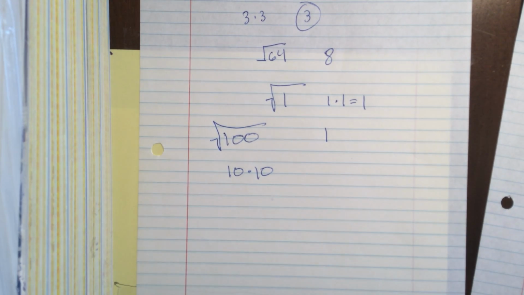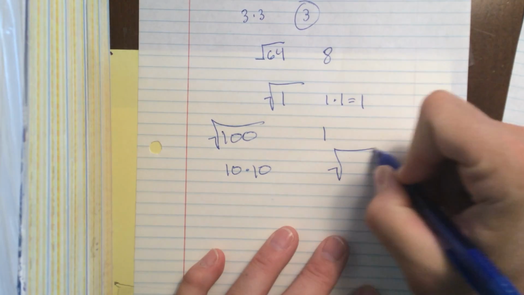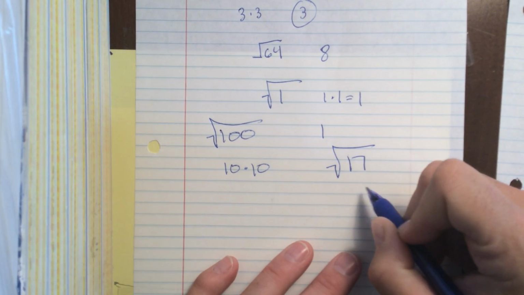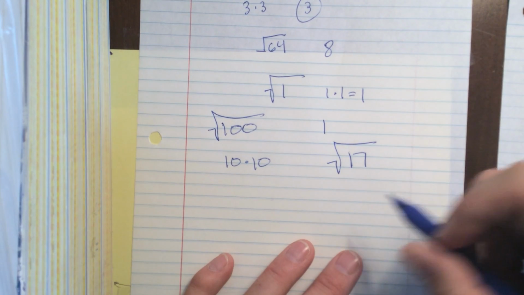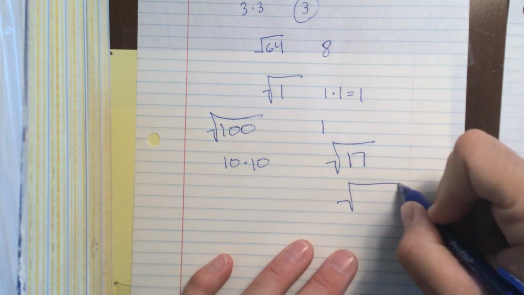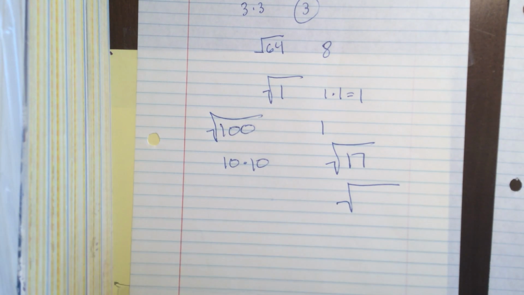Okay, it's just to make sure you understand the basics. These are called perfect square roots because there could be other square roots, like the square root of 17. I mean, 4 times 4 is 16, so there is nothing that times itself equals that. That's one of those irrational number situations.